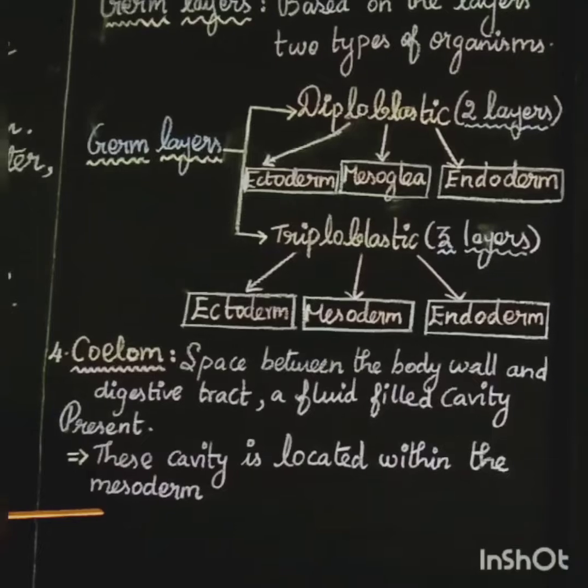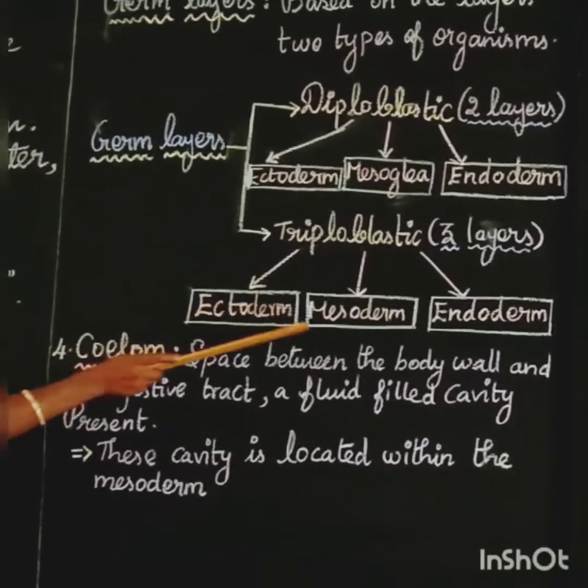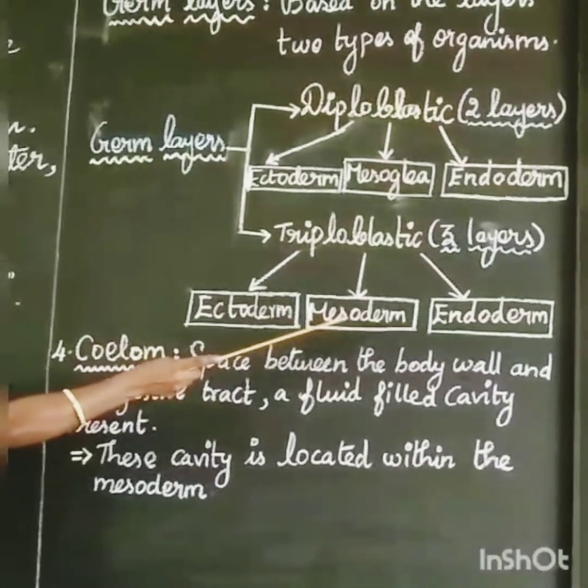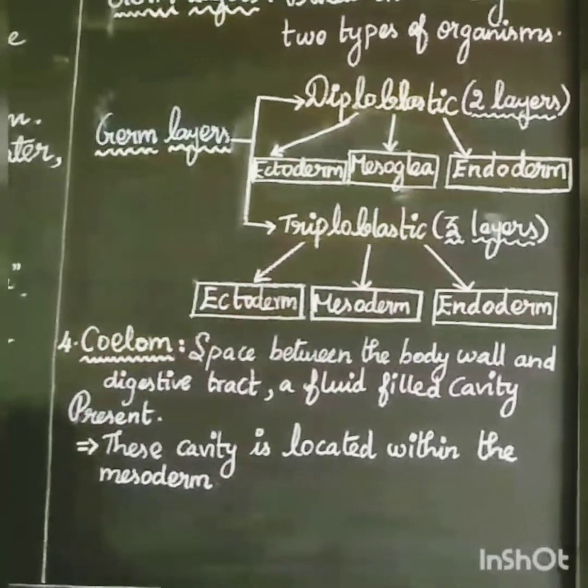Where is this cavity present? In the middle, the mesoderm. We see 3 layers, that is ectoderm, mesoderm and endoderm. Where is the coelom present? Only in the mesoderm.